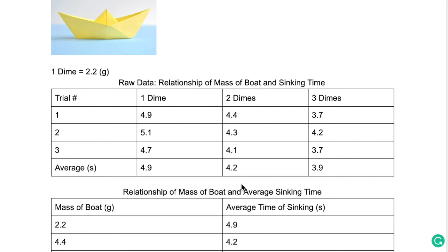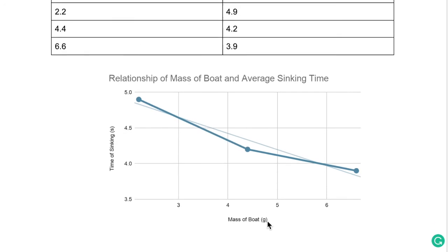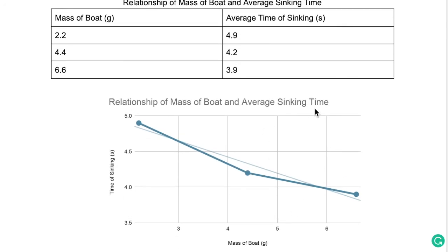So because we now have this simpler version of a table, we can put it into a graph. And this time we'll be using a line graph. You can see over here, there is the title of the graph, which is relationship of mass of boats and average sinking time. And you can see that the mass of boat is represented in the horizontal axis and the gram is also put. So there is 2.2, 4.4, and 6.6. The time of sinking in seconds is represented in the vertical axis. You can see over here that each of the mass of boat and average time of sinking is represented as a data point, or the dot over here, here, and here.